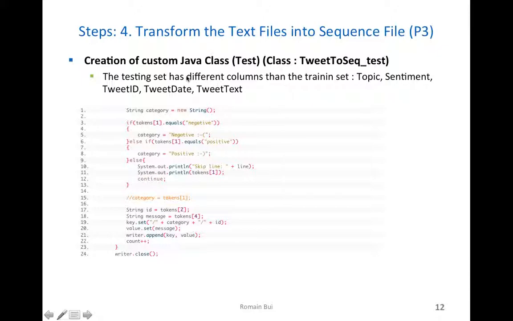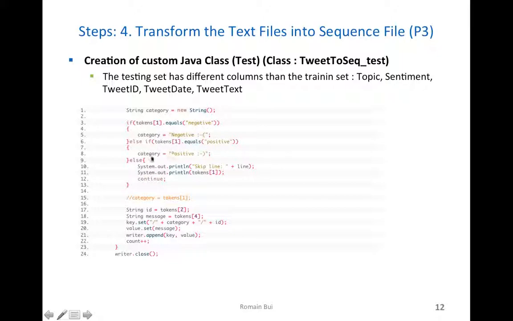Now, if we're talking about the test part, because that was the training part, the test part has topic, sentiment, tweet ID, tweet date, and tweet text. So you see that it's a little bit different. Here you see that the first token, which is the second token, sentiment, we said, okay, if it's negative this time, because that's how they choose to do it, they put negative or positive as a word, we say, okay, it belongs to this category, negative smiley, bad faces, which is our category.